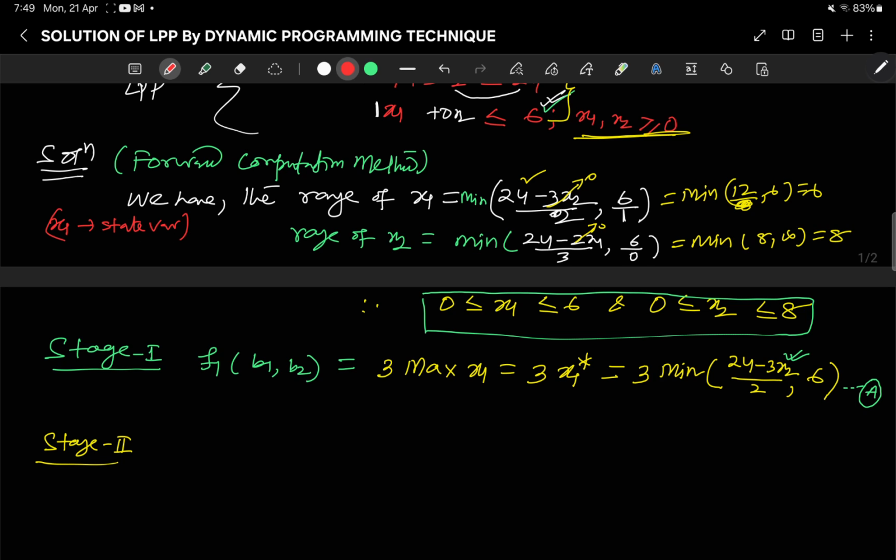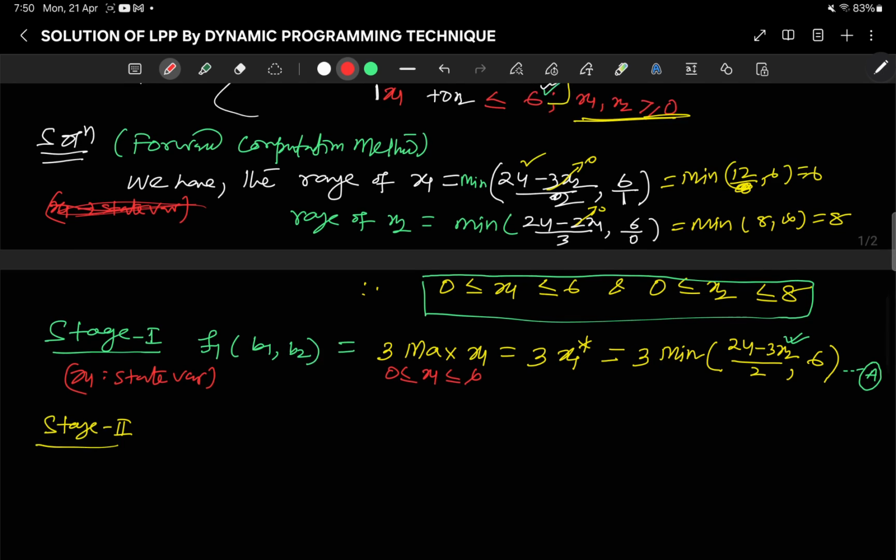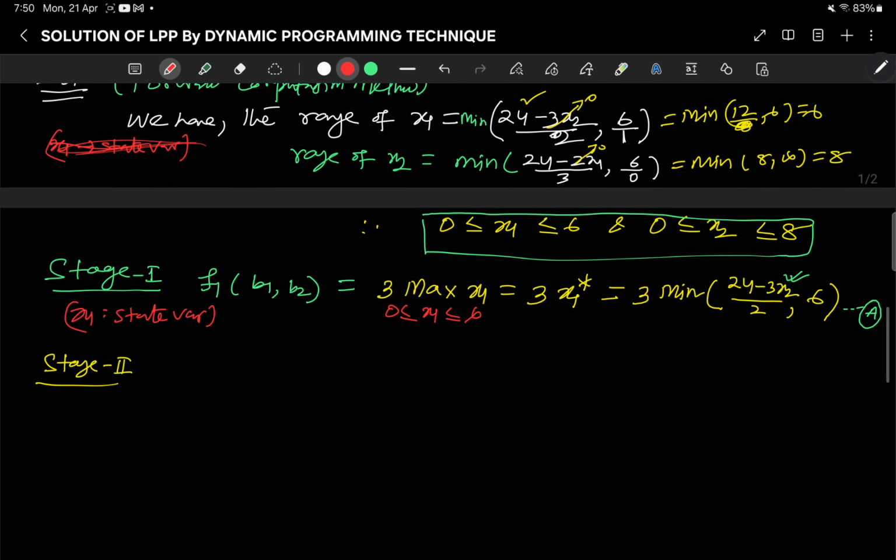So we use the range of x1 here. In stage 1, x1 is the state variable, so we use the range of x1, which is 0 ≤ x1 ≤ 6. Now x2 is the state variable in stage 2.